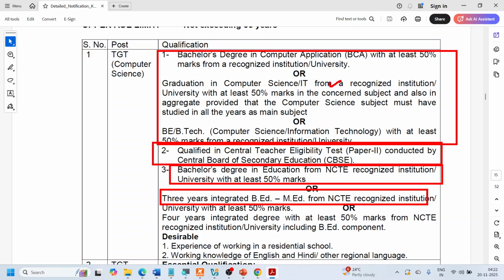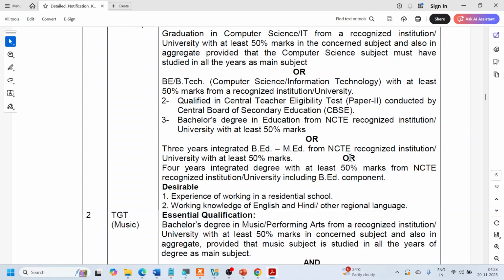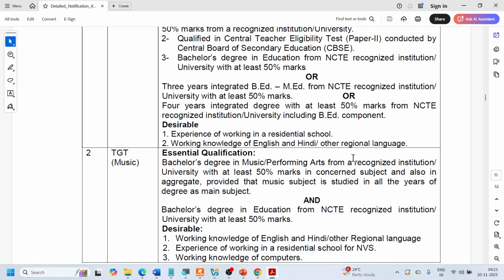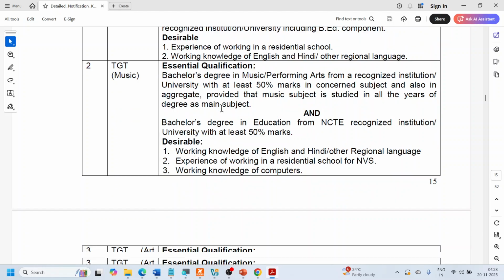You have to have the bachelor degree, and if you have done the B.Ed, you are qualified. Then you must have cleared the Central Teacher Eligibility Test paper 2, conducted by the Central Board of Secondary Education, CBSE. You have to clear them. If you have cleared all of them, you are qualified for this one. There is no experience as such. If you are just qualified, you are eligible. However, there are some desired requirements which you can always ignore.